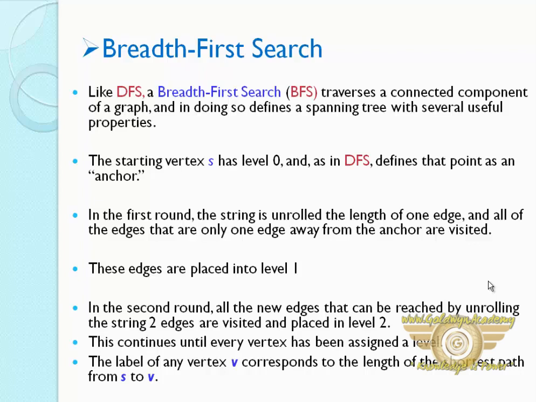In the second round, all the new edges that can be reached by unrolling the string 2 edges are visited and placed in level 2. This continues until every vertex has been assigned a level. The label of any vertex v corresponds to the length of the shortest path from S to v.